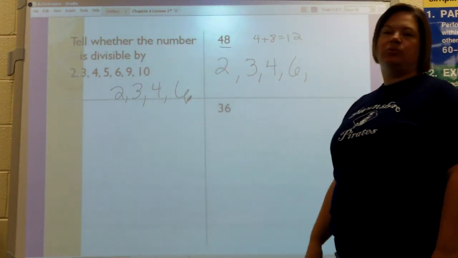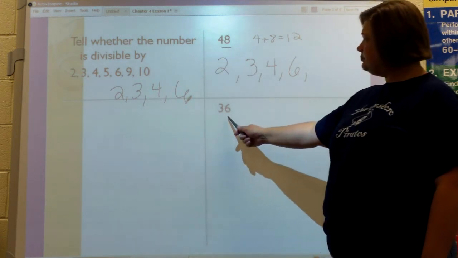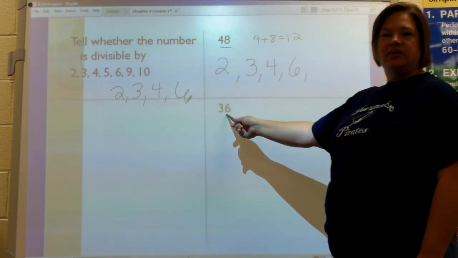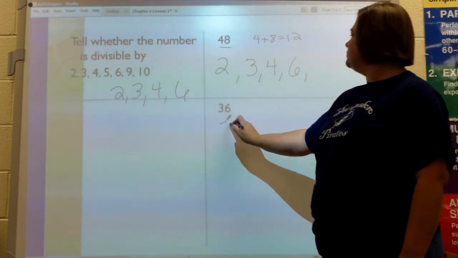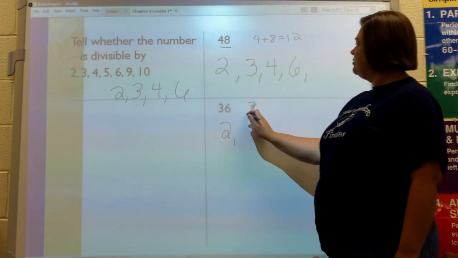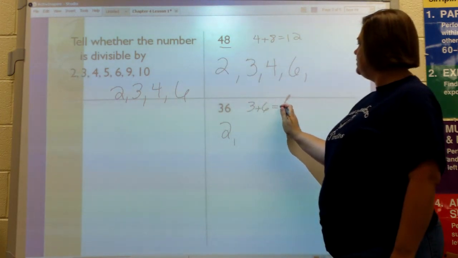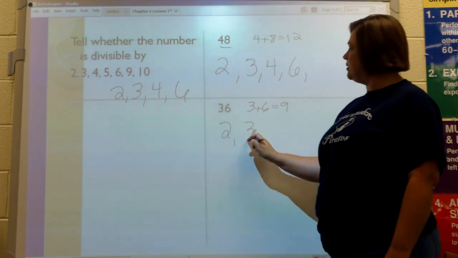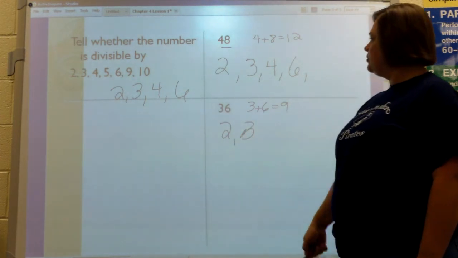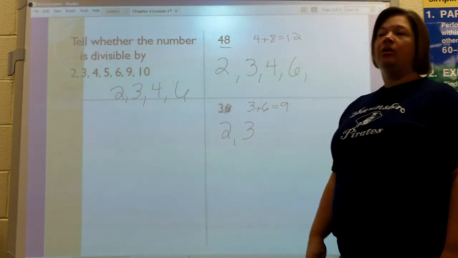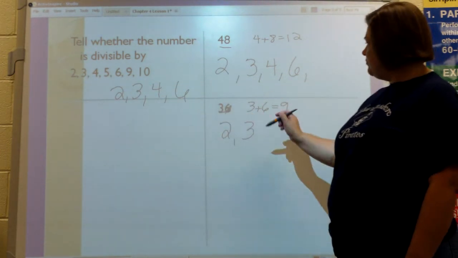Let's look at another example, 36. For 2, the rule is if the last digit is even, which it is, so it's divisible by 2. 3: add the digits together. 3 plus 6 is 9. 9 is divisible by 3, so therefore 36 is divisible by 3. 4: we look at the last two digits, which happens to be just a two-digit number. We know that 36 is divisible by 4.